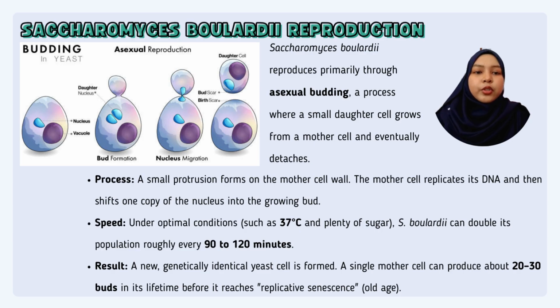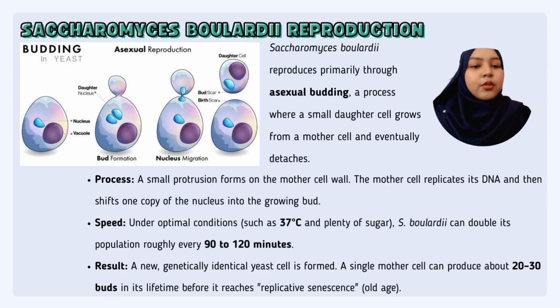Saccharomyces boulardii reproduces primarily through asexual budding, which is a process in which a small daughter cell grows from a mother cell and will eventually detach. Firstly, a small protrusion will form on the mother cell wall. The DNA of the mother cell is replicated and the copy of that DNA is transferred into the growing bud. Saccharomyces boulardii can double its population in 90 to 120 minutes under optimal conditions.